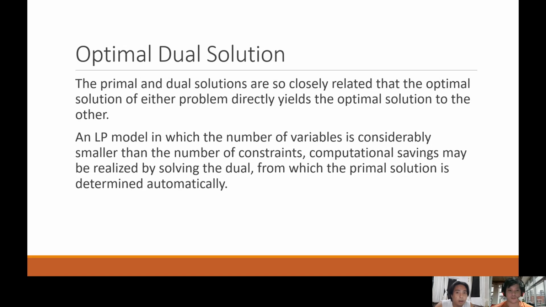So in the optimal dual solution, the primal and dual solutions are so closely related that the optimal solution of either problem directly yields the optimal solution of the other. If an LP model has a number of variables considerably smaller than the number of constraints, computational savings may be realized by solving the dual, from which the primal solution is determined automatically.